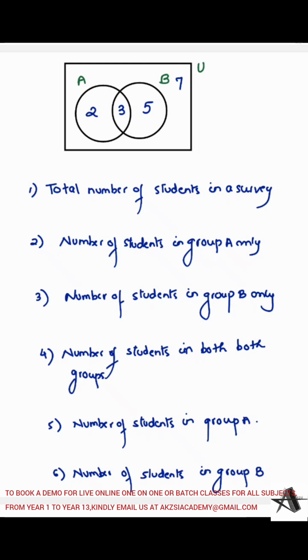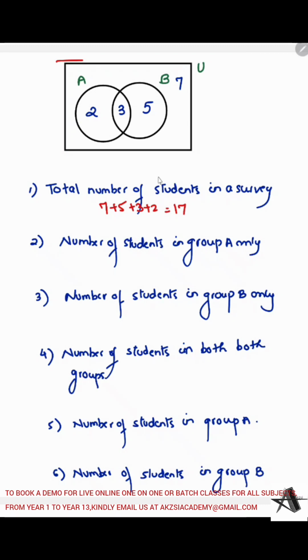Total number of students in a survey. The total number of participants, or in any question, if they are asking for the overall total, that means they are talking about everything inside the circles as well as outside the circles, which is inside the box. This whole rectangle is what matters. This gives us the total value. So the total is 7 plus 5 plus 3 plus 2, which gives you 17. So there were a total of 17 students that took part in the survey.